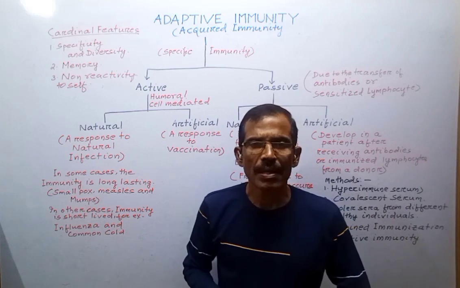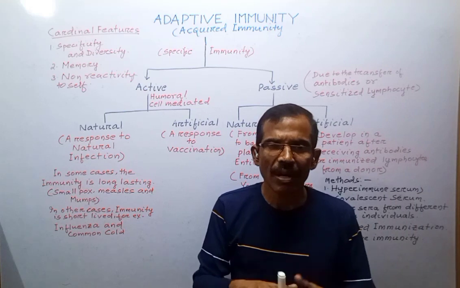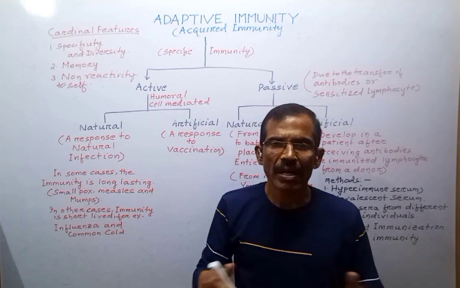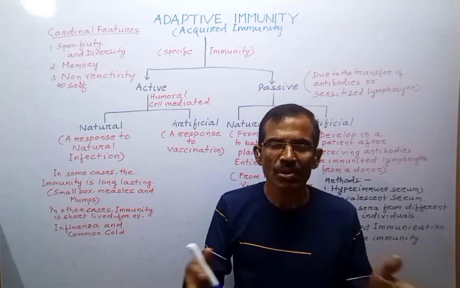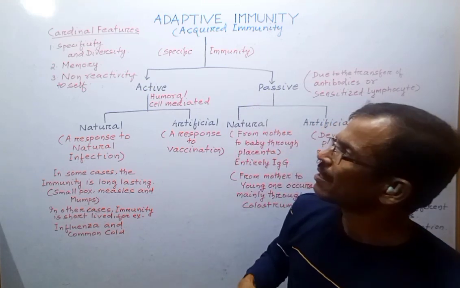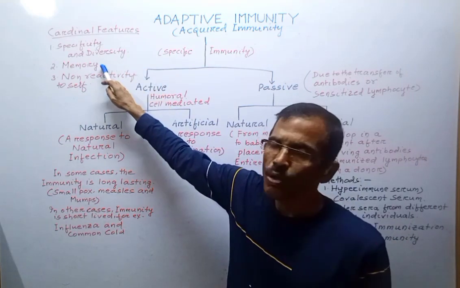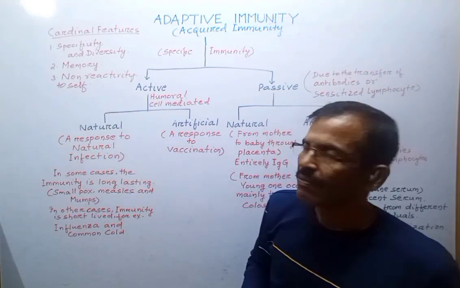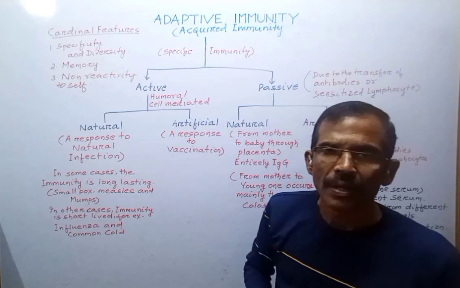Whereas cell-mediated immunity eliminates pathogens that are ingested but survive within phagocytes, and other microbes, notably viruses, which infect and replicate within various host cells. The cardinal features of adaptive immunity are specificity and diversity, immunologic memory, and non-reactivity to self. First one is specificity and diversity.